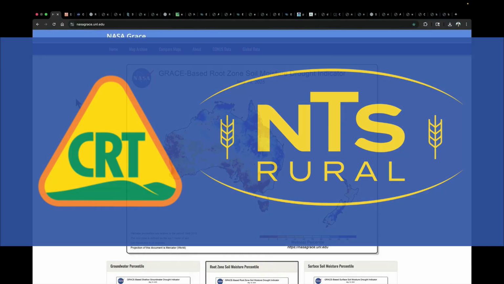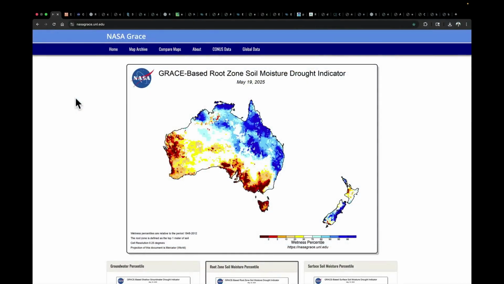All right, we're going to start off by just taking a look at the kind of disparity in the range of precipitation that we've seen here so far in this April and May timeframe across Australia. And I want to begin first with a satellite-based measurement of root zone soil moisture. You've seen me show it many times, but it's the newest GRACE data.